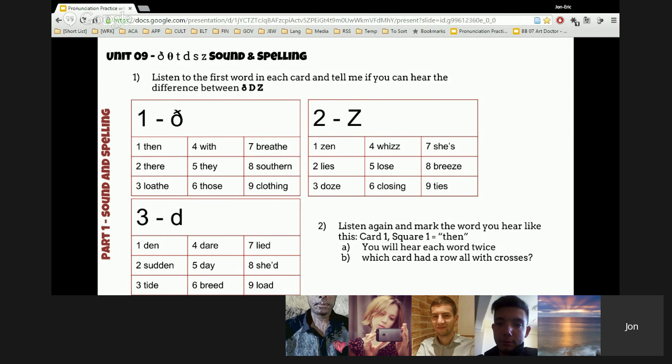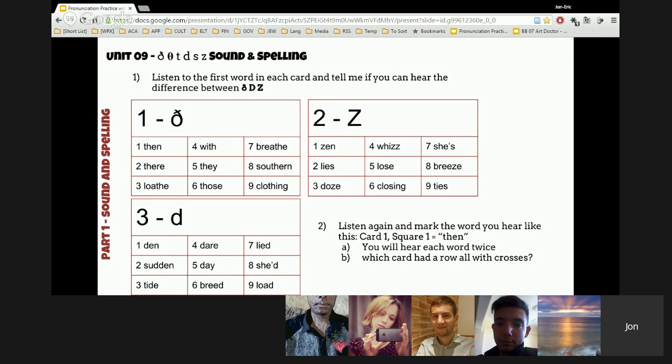Actually, the last 3 were in the same part. He said the last 3 were breathe, with, and they. Those were the last 3 that I heard. So that would make that. I think that's what I heard, right?